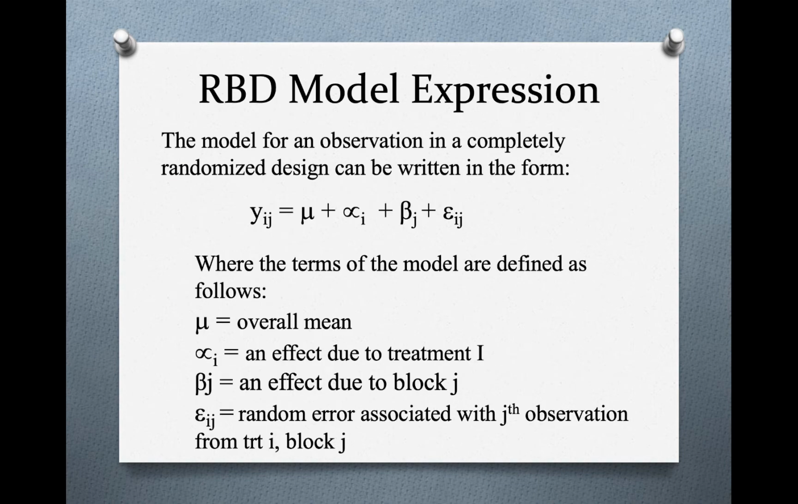So the randomized block design model looks similar to a completely randomized design, but we added in one more source of variation here. And so this is the source of variation associated with the block. So we would then look at the sums of squares between blocks in an ANOVA analysis, which adds an additional line to our ANOVA table.